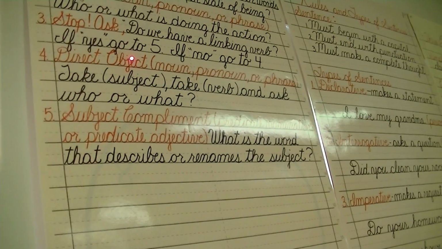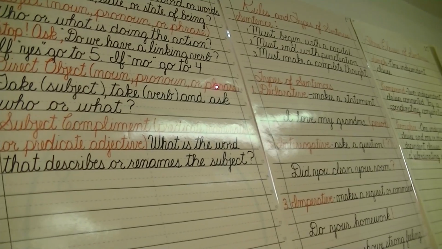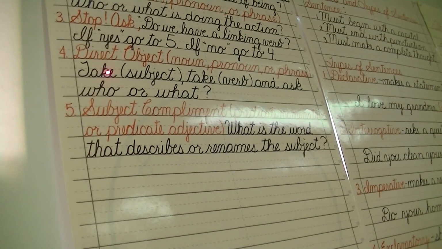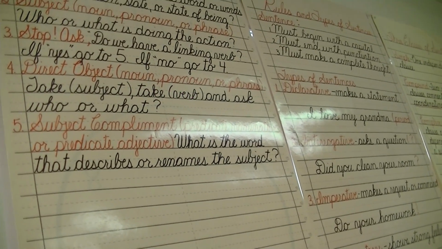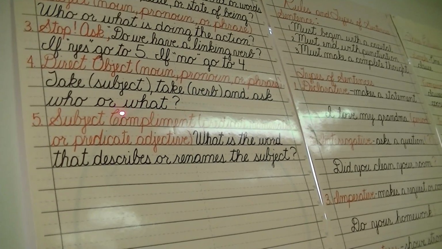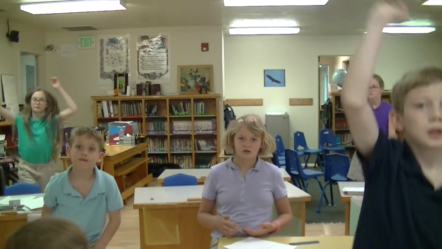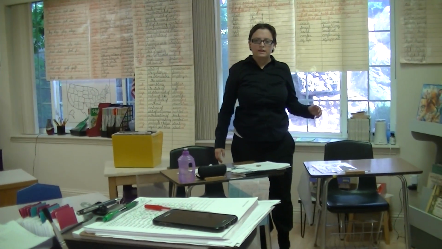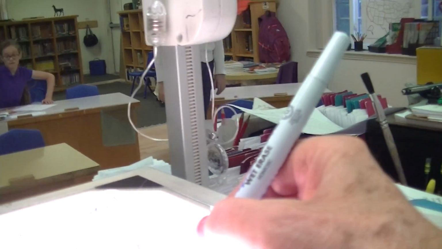4 is our direct object. And a direct object is always a noun, pronoun, or phrase. And we take subject, take verb, and ask who or what. He did vanquish who? He did vanquish what? What's the answer, Taylor? It's enemies. Enemies. All right, so we draw a line just straight to the line and write enemies.